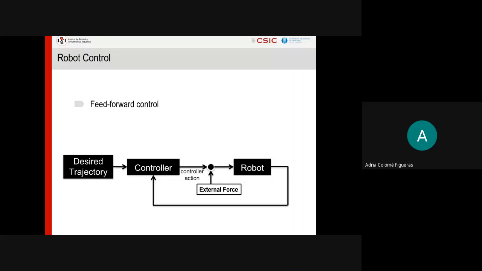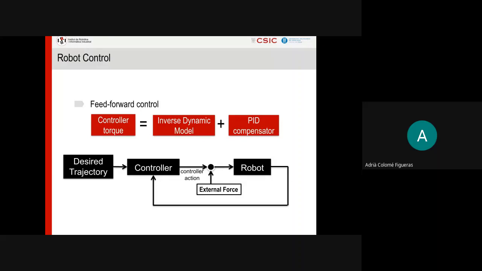So one way to do this kind of software control is by using feed-forward controllers, in which we apply a control torque that is an inverse dynamic model of the robot plus a PID compensator that compensates for the modeling errors and the deviations from the desired position. And this inverse dynamic model is basically a model of the dynamics of the robot. And we have this desired trajectory that we want to track, and the feedback of the robot gets into the controller that applies this controller action on the robot, which is joined by the external forces.